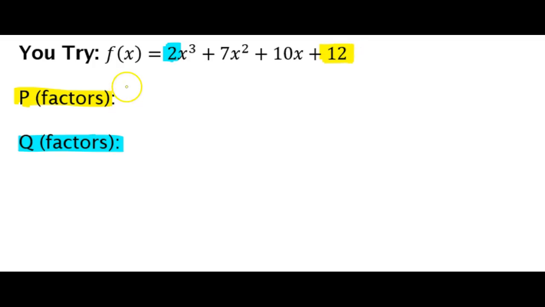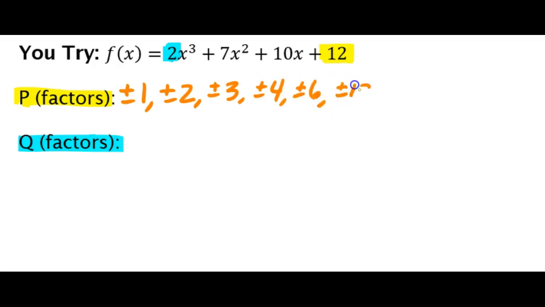So 12, 1 is always a factor of everything. I also know that 12 is divisible by 2. It's also divisible by 3 and 4, and then 6, and also 12. Now, my q number is 2. The only factors of 2 are 1 and 2.